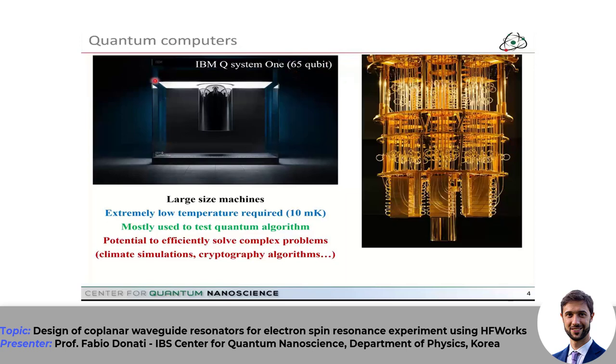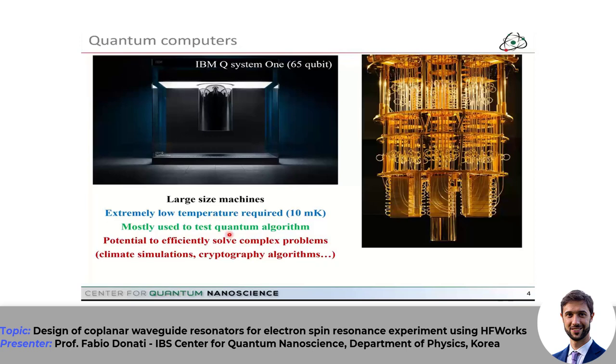So what are these machines about? They are not like our personal computer. They are actually quite large in size. They have the size of a room. So we may compare the way they work to the way computers in the 60s and the 70s used to operate. So they are still mostly prototypes. They work under lab conditions. Essentially, they require extremely low temperature, let's say 10 millikelvin. At the moment, we use these machines mostly to test what we call quantum algorithms.